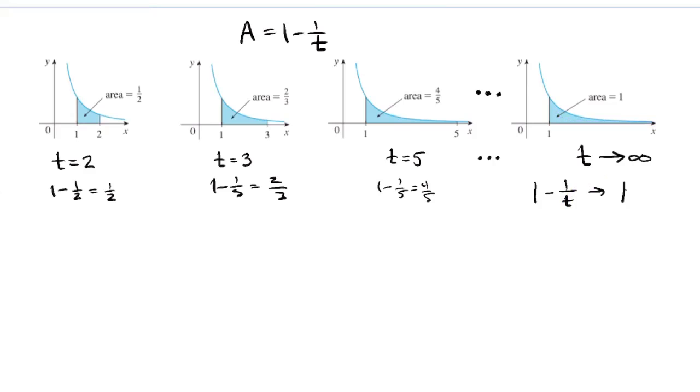This gap is always there. It just gets smaller and smaller. But somehow the area, as you look further and further out, approaches something, and it approaches the number 1. So here's how we're going to write that idea down in symbols.